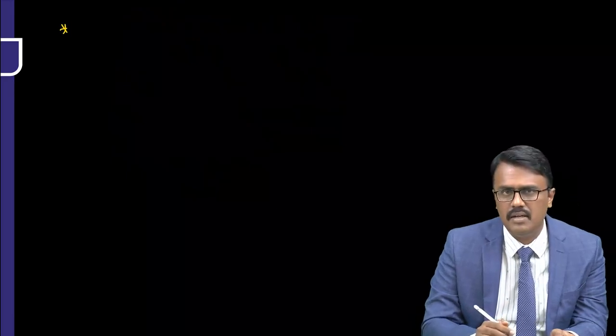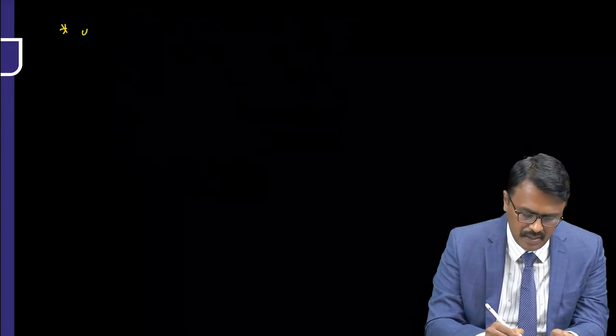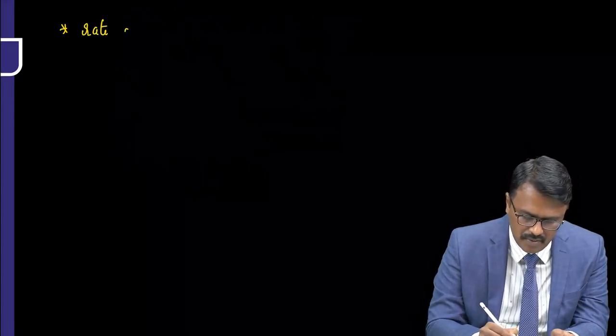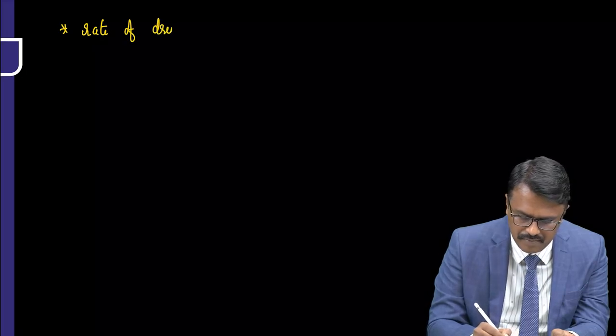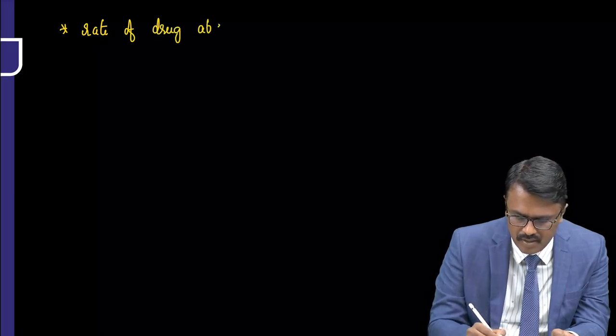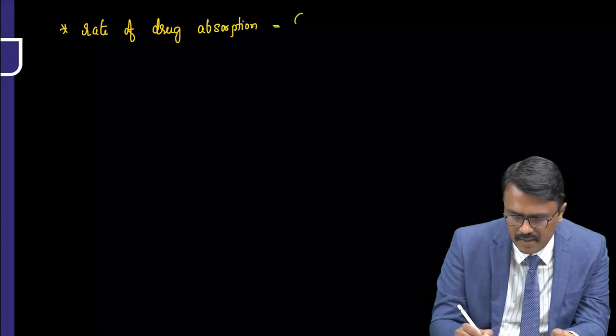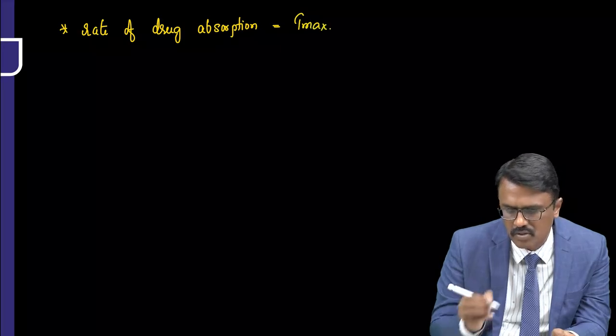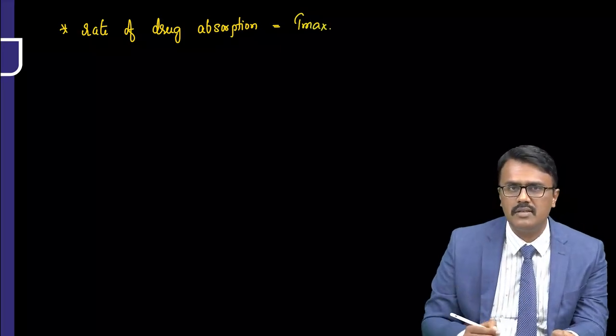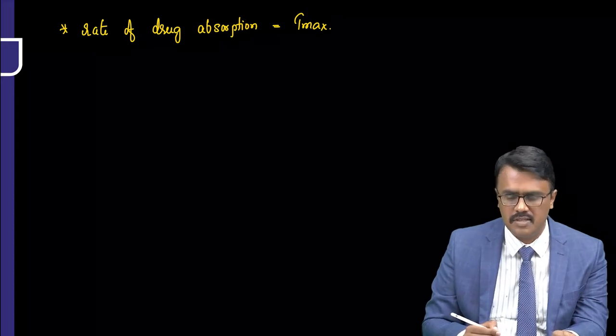What parameter in the bioavailability graph will give us the rate of drug absorption? Rate of drug absorption is mainly given by Tmax. So Tmax is the one which will tell us what is going to be absorbed faster.